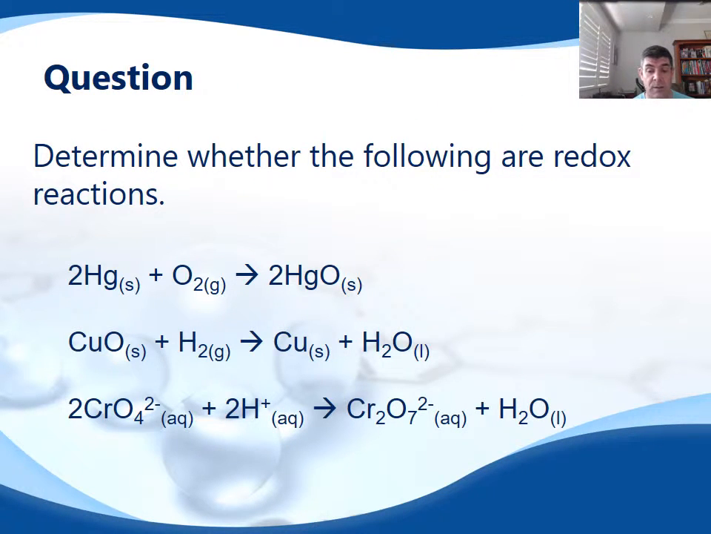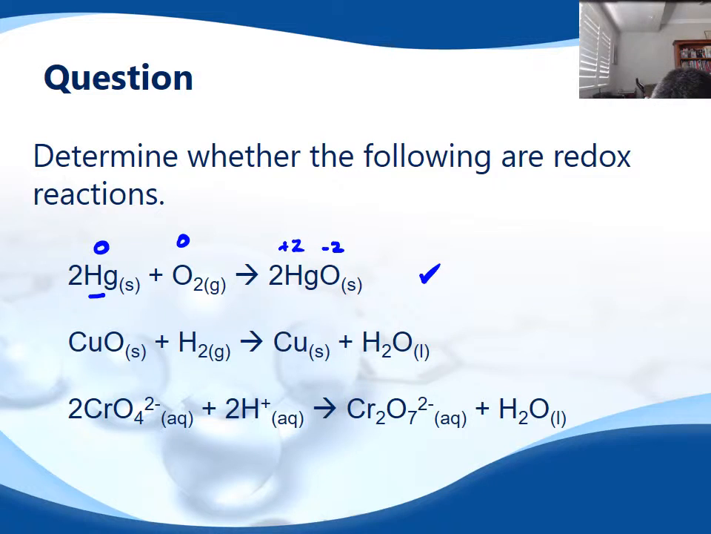So one more question for you here. Determine whether the following are redox reactions. Well, how do we do that? What we do is we have a look to see if the states have changed at all. So for mercury in its elemental state, it would be 0. For oxygen in its elemental state, it would be 0. And then as a compound, the oxygen is -2, and therefore the mercury must be +2. So this is changes in oxidation state, and hence we have a redox reaction.